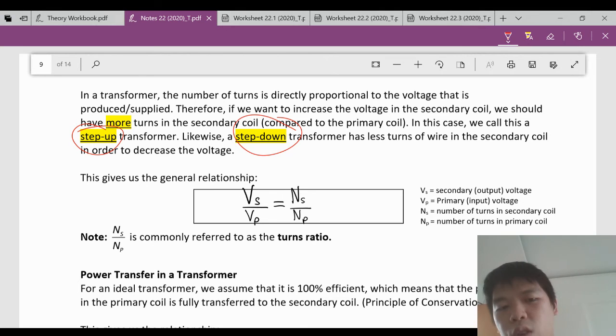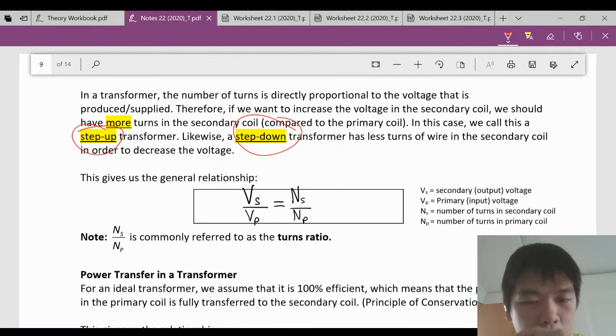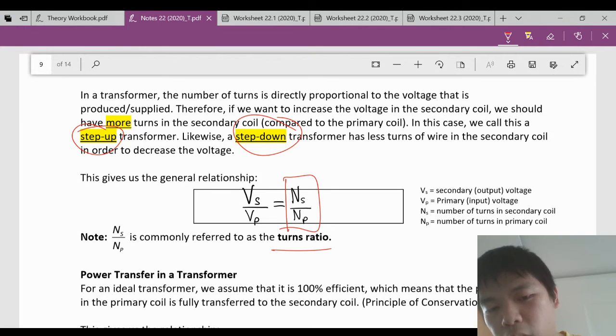And this is the general relationship. Vs divided by Vp equals Ns divided by Np. Vs means secondary potential or secondary voltage. Vp means primary voltage at the primary coil. Ns means secondary number of turns at the secondary coil. Np means the number of turns at the primary coil itself. Usually Ns over Np is also what we call the turns ratio.